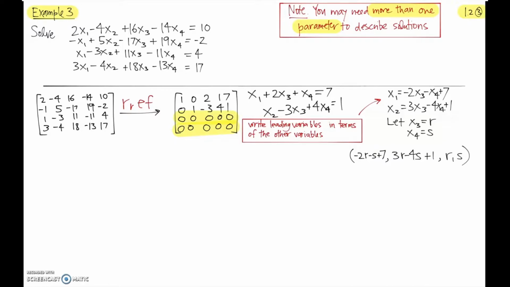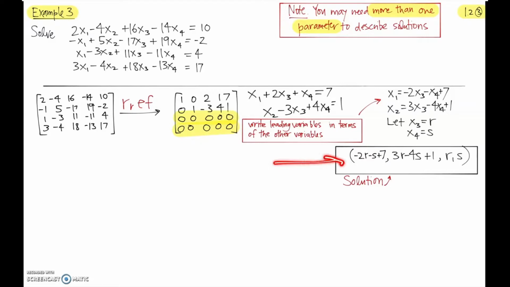Once I do that, I can write x1 in terms of r's and s's, just using this line and using the fact that x3 equals r and x4 equals s. I can also write x2 in terms of the parameters, and then here are x3 and x4 as the parameters. And so I have my solution. This would be the answer if it was an exam question or a homework question.